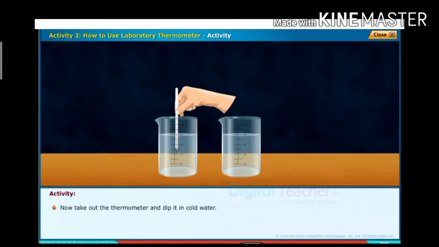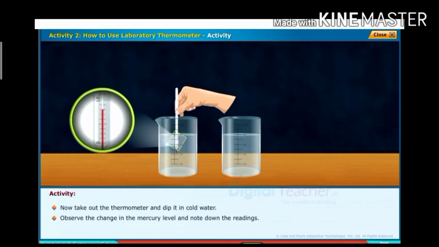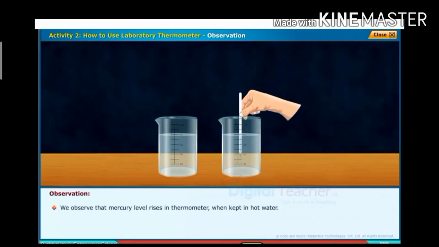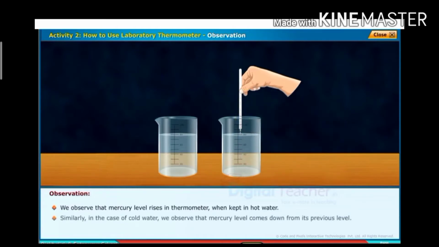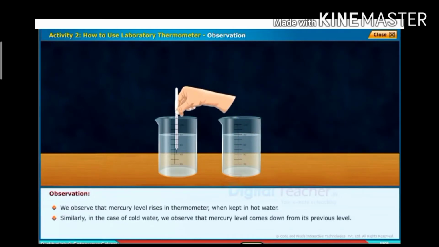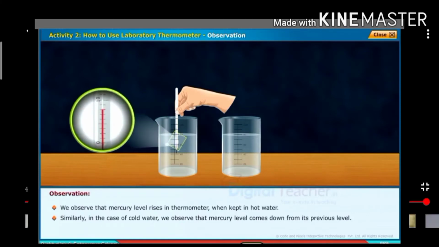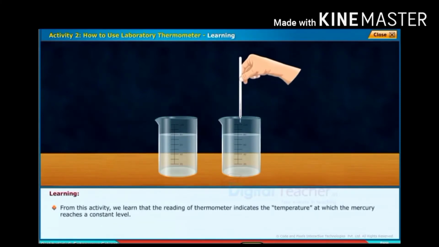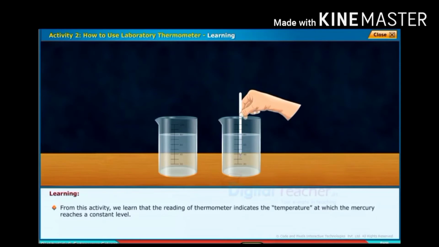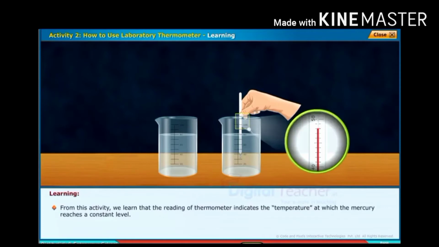Now take it out and dip it in the cold water. Observe the change in the mercury level and note down the readings. So we observe that the level of mercury rises when we dip it in hot water. And in the case of cold water, we observe that the level of mercury decreases, comes down from the previous level. So from this activity, we learn that the reading of the thermometer indicates the temperature at which the mercury reaches a constant level.